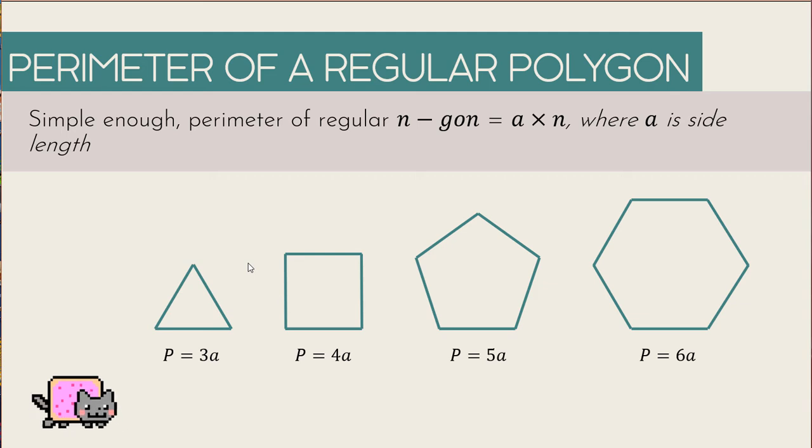In a triangle, the perimeter is equal to 3a. In a square, we have 4a. In a pentagon, 5a. And in a hexagon, it is 6a. Very simple.